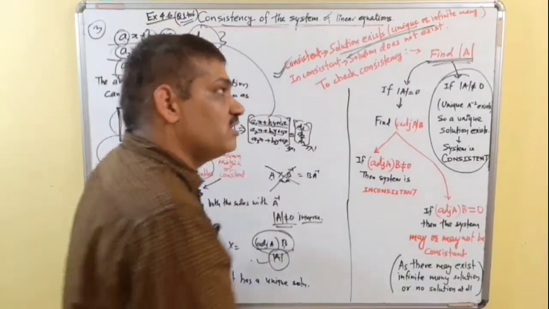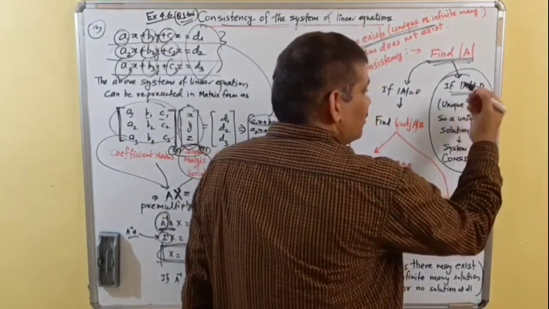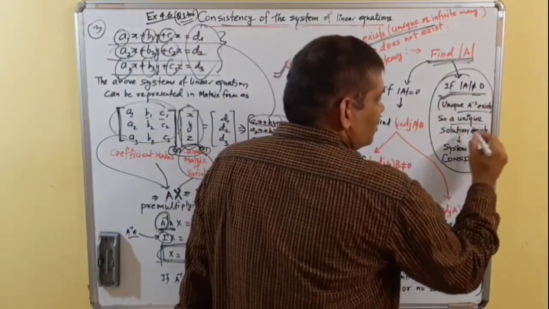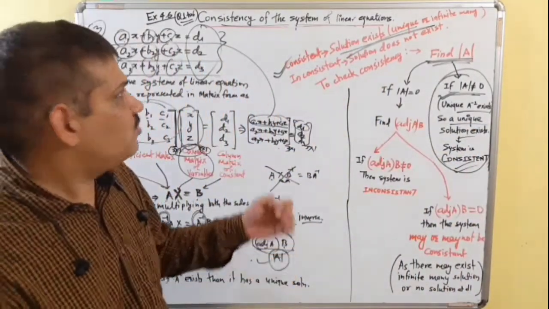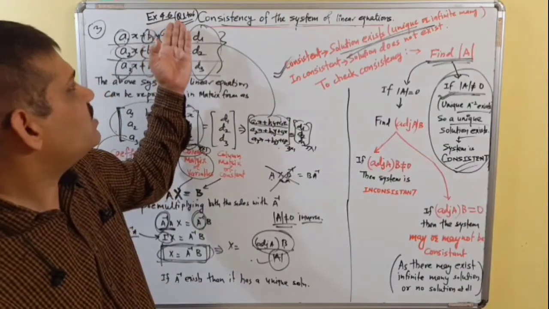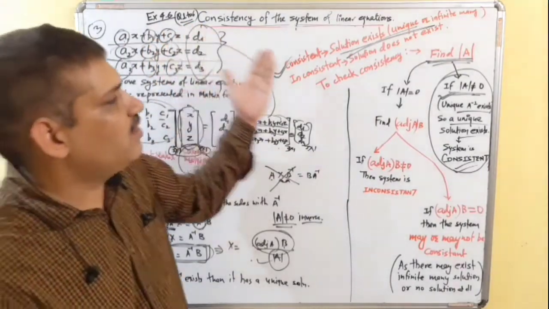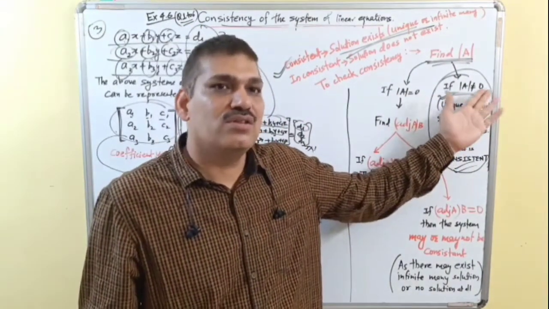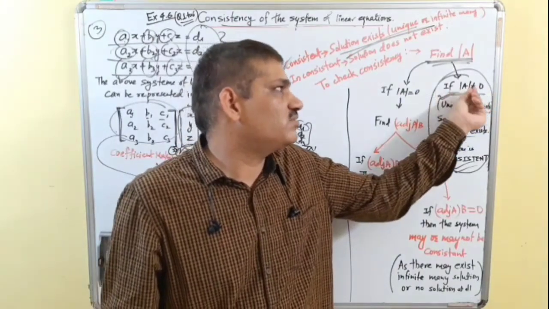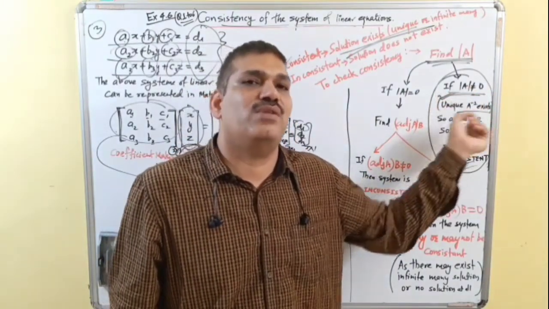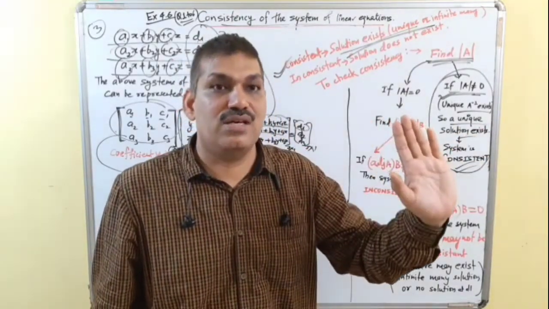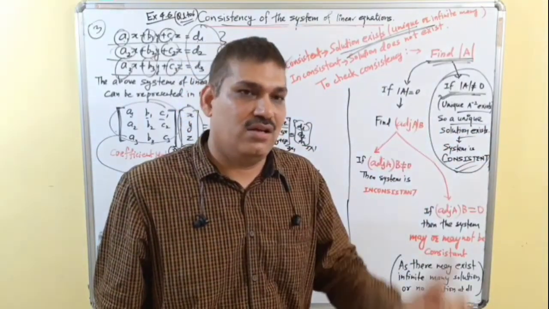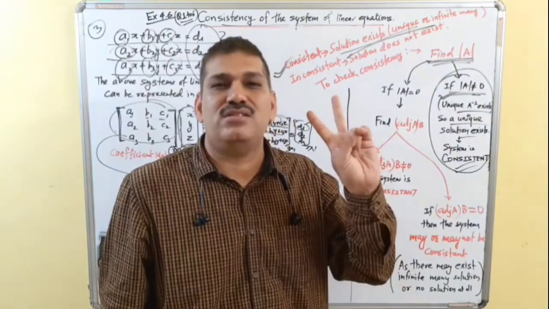Let's talk about this. If determinant A is non-zero, then without any doubt there will be a solution, and that solution will be unique, so the system is consistent. So in exercise 4.6, in most of the questions we have determinant A not equal to 0, so we will write the comment: since determinant A is not equal to 0, the given system of linear equations has a unique solution and the system is consistent. If it has a solution, that means it is consistent.